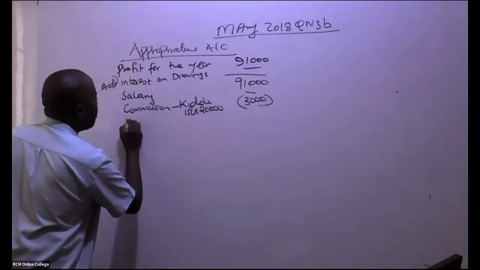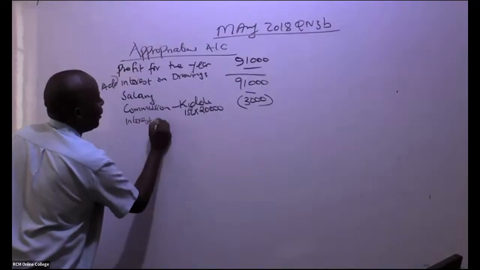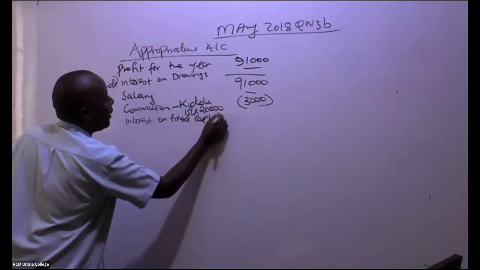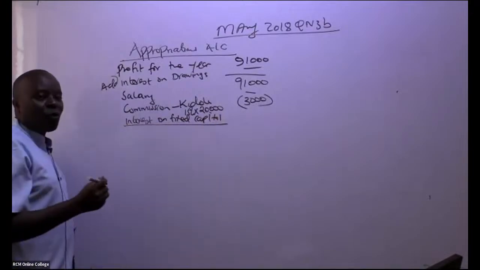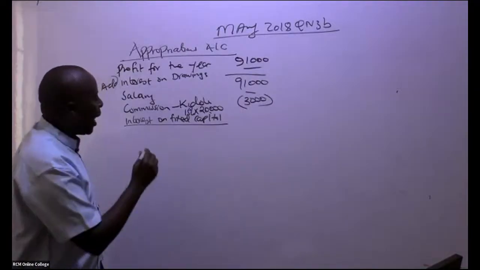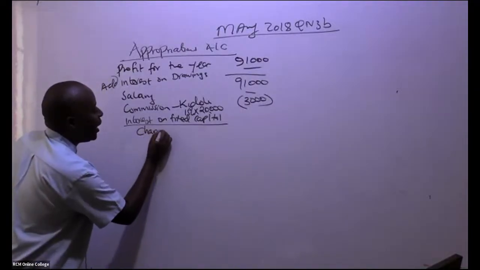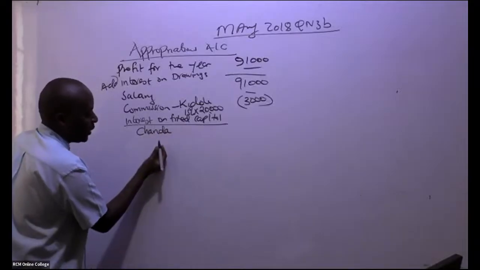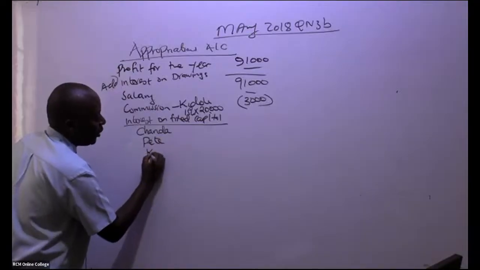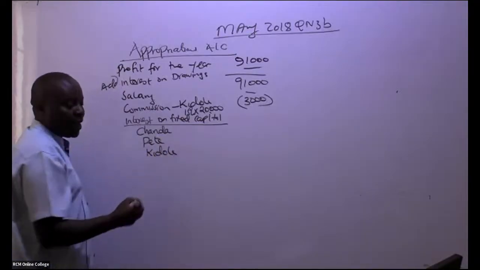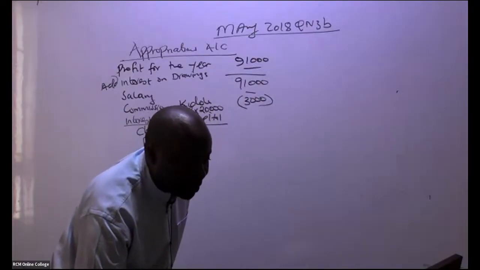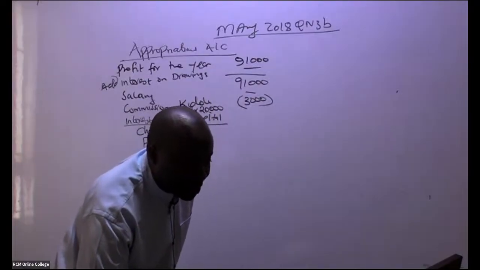Interest on fixed capital. Of course, everybody has a fixed capital there. So go ahead and tell us what Chanda will be getting. We have got 3 partners: Chanda, Pete, and Kidole. Sharon is already giving us the total. Thank you so much, Sharon.